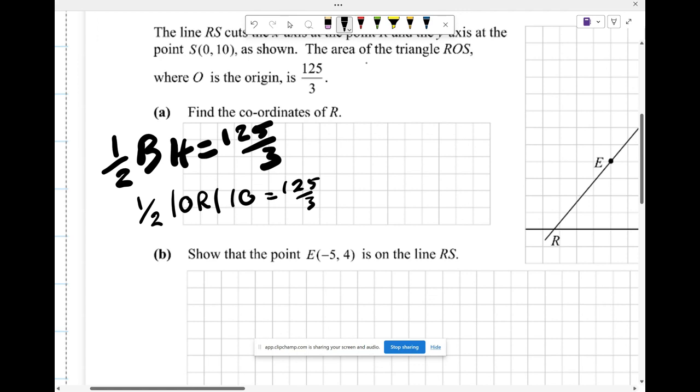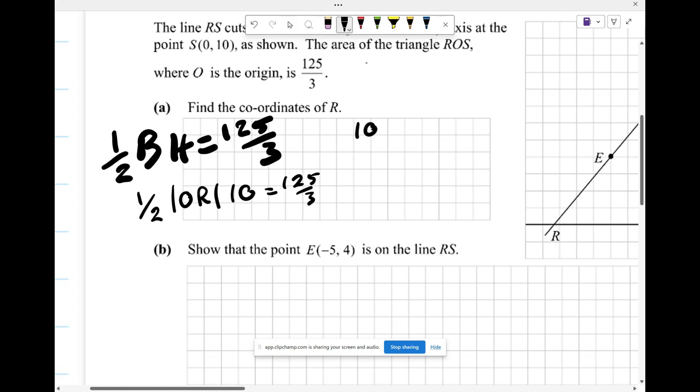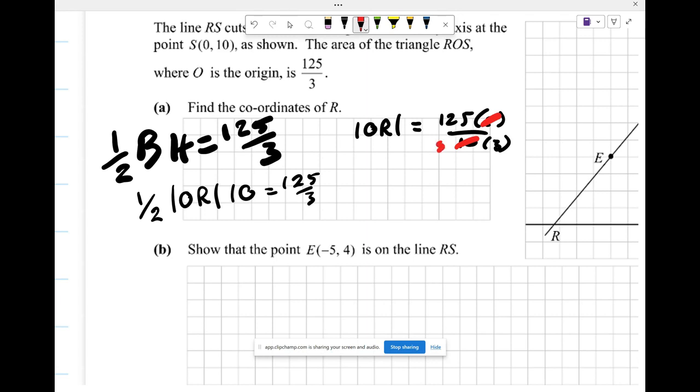So then we can just cross multiply: multiply by 2 and divide by 10. So we know that OR is going to be 125 times 2 over 10 times 3. That 2 is going to cancel with that 5, and that 5 is going to cancel with that 125. And 125 divided by 5 is, I should know that, but it's late.